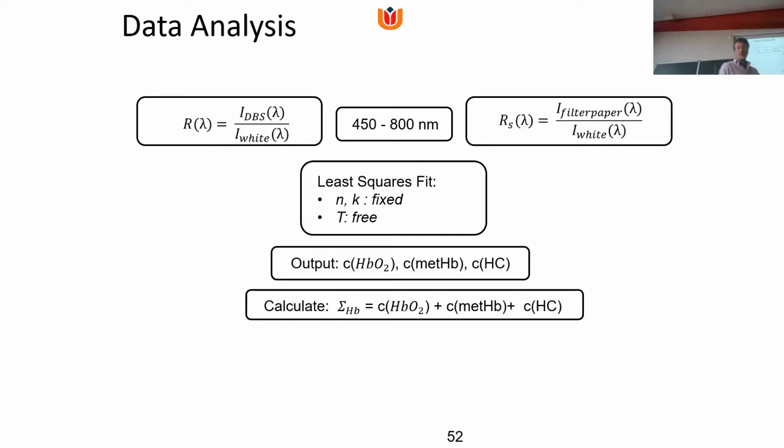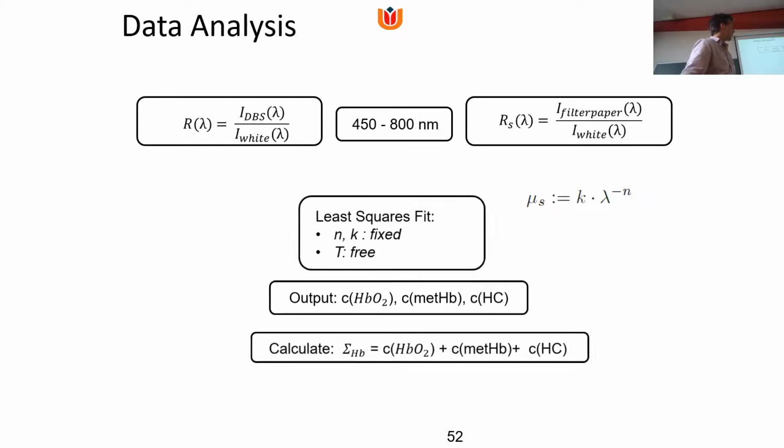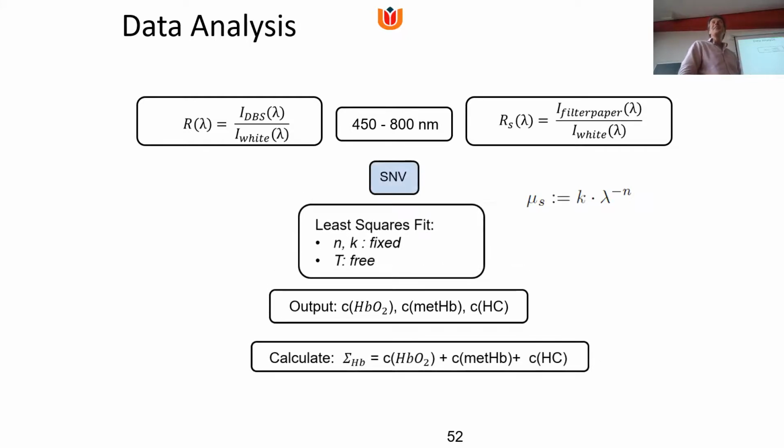And then we can just calculate things. But we always have to look at the pre-processing step. So that's the standard normal variate.